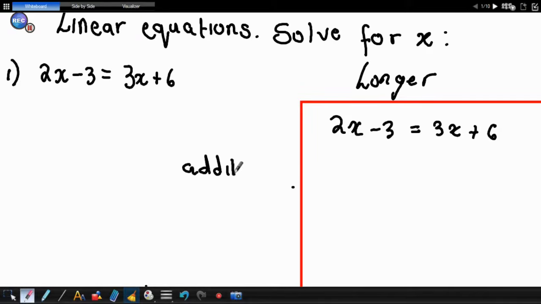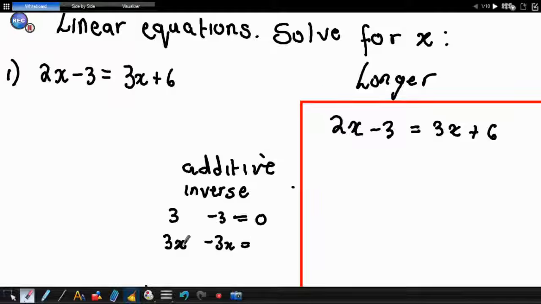There's something called, guys, an additive inverse, okay? And what does that mean? So for example, if I have 3, the additive inverse of 3 is negative 3. Why? Because the overall result when you add these two will equal 0, right? So if I have 3x, the additive inverse of 3x will be negative 3x, because when I add these two, the answer would be 0.